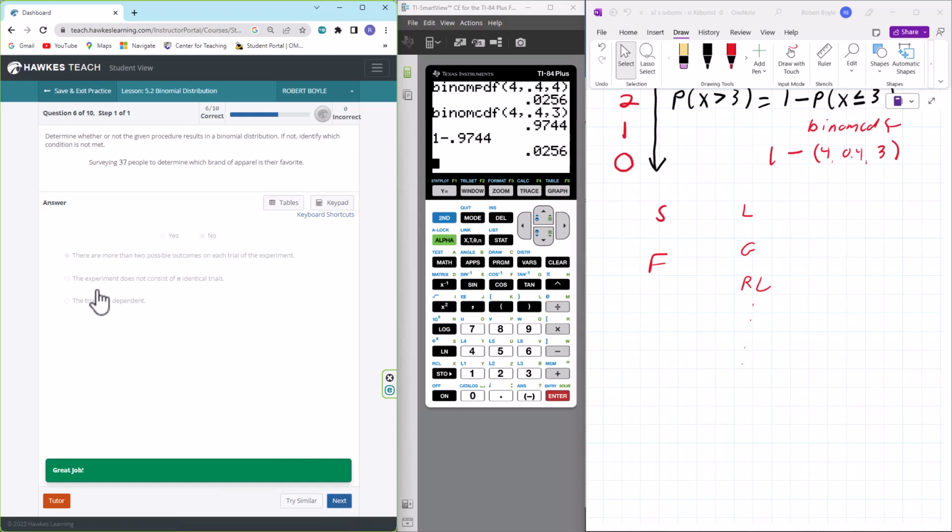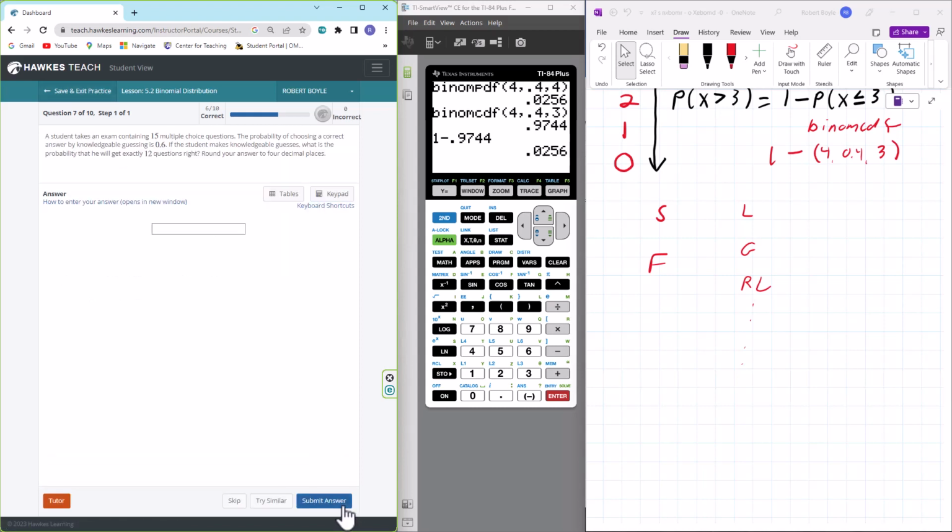Now, these are the other options, but if the answer is no, then chances are that it's going to be because there's more than 2 possible outcomes. And that brings us to 7.